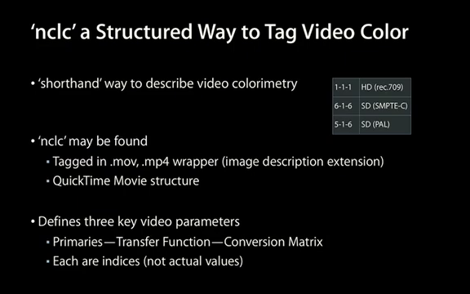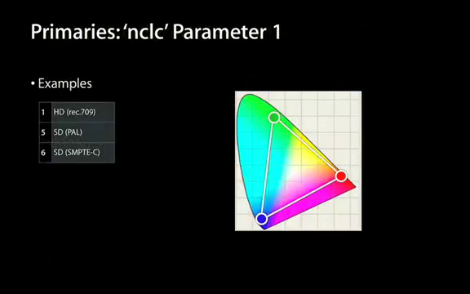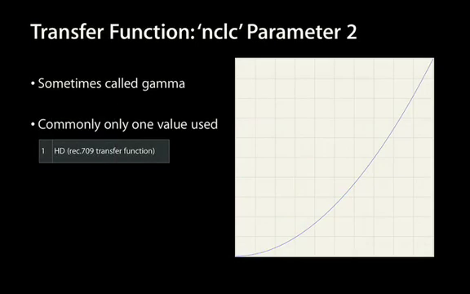So the NCLC has three components. And those aren't the actual values. Rather, they're indices into tables of values. So the first parameter is the primaries. And Luke did a very nice job of describing these. You can see the most common values we have correspond to the Rec. 709, the SD-PAL, and the SD-SMPTE-C colorimetries. So the second parameter is the transfer function. It's kind of commonly called gamma. And usually we use this one value, the Rec. 709.